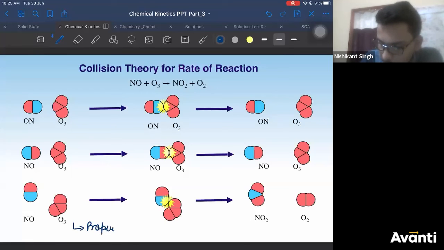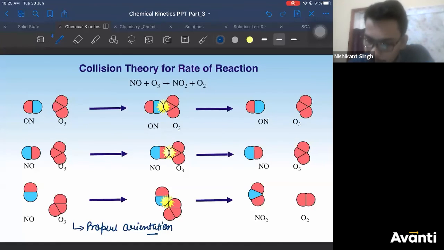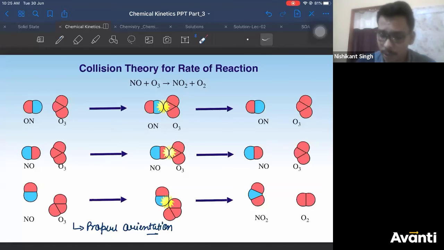We cannot decide the proper orientation by eyes. It is experimentally determined. You cannot say, sir, why not A, why not B? It is experimentally determined, right? In a way you can say this central oxygen is not participating in the reaction because it is tightly bound by 2 oxygens. But the side oxygen is loosely held by only 1 oxygen. So it is easy to knock out side oxygens. So this nitrogen knocks out this oxygen and you get NO2 plus O2. So in short, minimum energy and proper orientation, these 2 factors are very important for a reaction to occur.